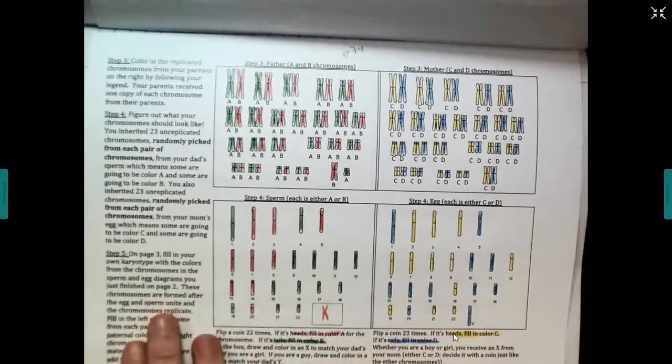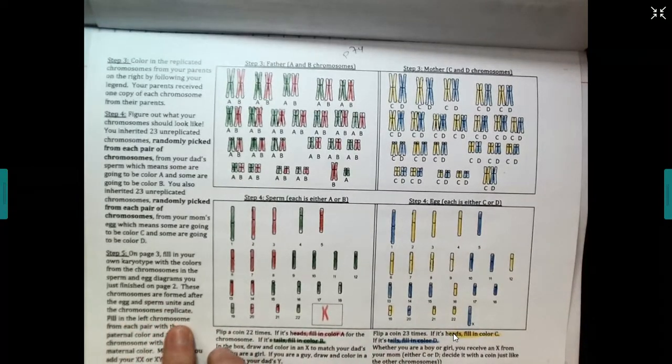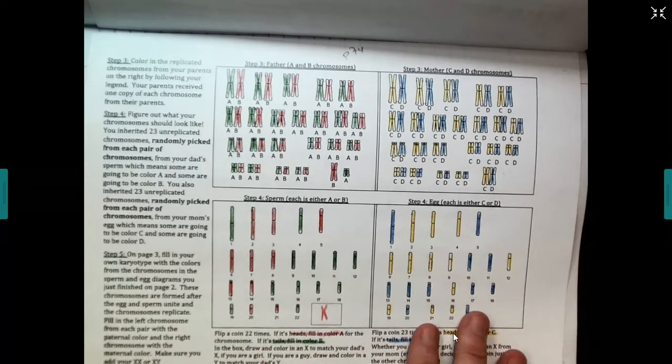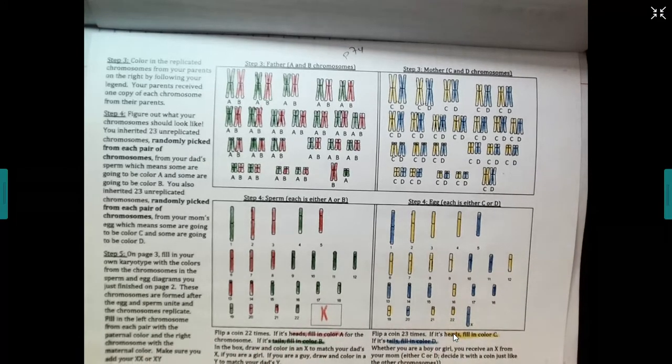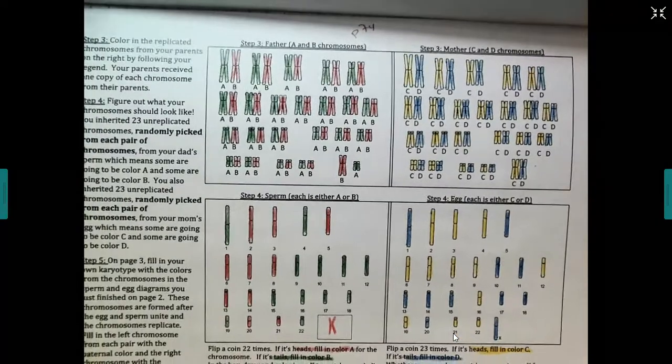These chromosomes are formed after the egg and sperm unite and the chromosomes replicate. Fill in the left chromosome from each pair with the paternal color and the right chromosome with the maternal color. Make sure you add your XX or XY chromosomes. Right, so we've got to make sure we don't forget our sex chromosomes.